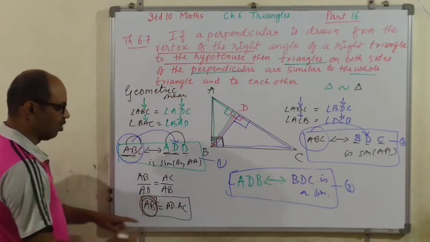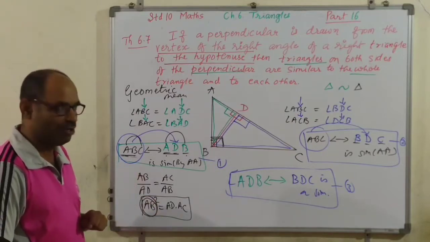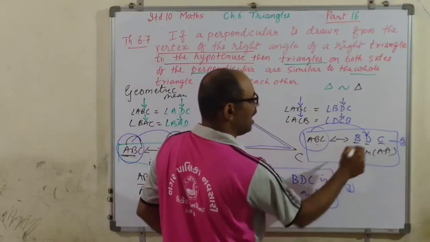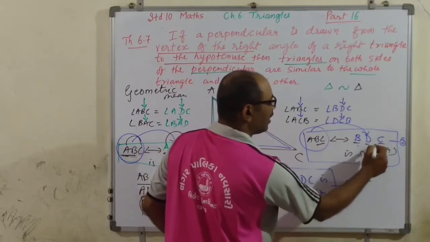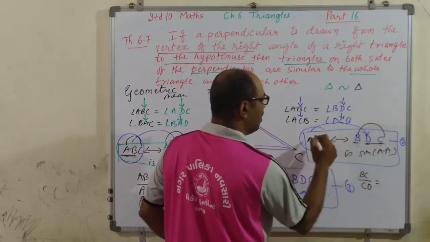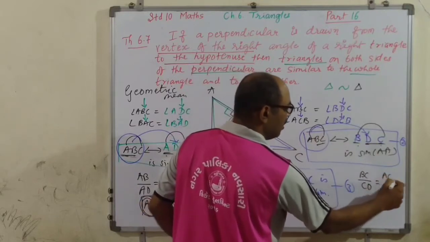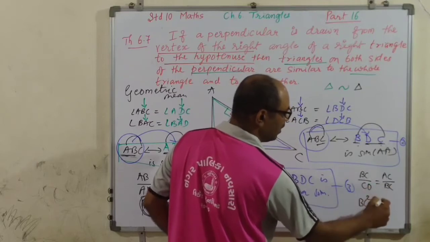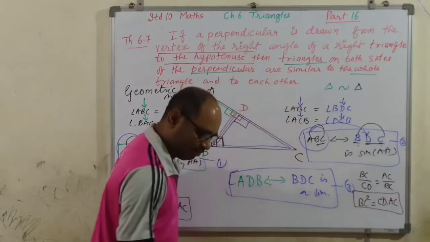AB is called the geometric mean of AD and AC. That means AB square is equal to AD into AC. From here, what is common? B is common here. What else? Yes, C is common. So if I pick up BC from here, I'll get the corresponding side CD. And if I pick up BC from here, the corresponding side is AC. So AC upon BC. Cross multiply. So BC square, BC into BC, is equal to CD into AC. This is the second result of geometric mean.